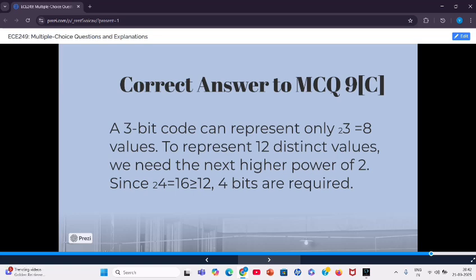A 3-bit code can represent only 2 raised to power 3, which means 8 values. To represent 12 distinct values, we need the next higher power of 2, since 2 raised to power 4, which is equal to 16, is greater than or equal to 12. So 4 bits are required.